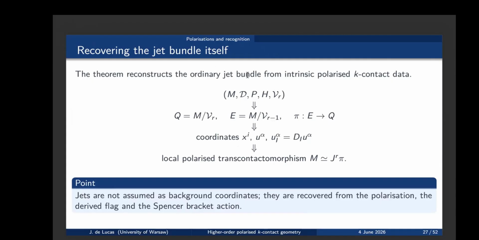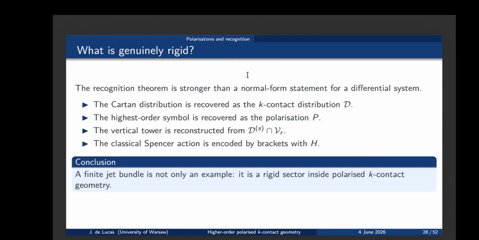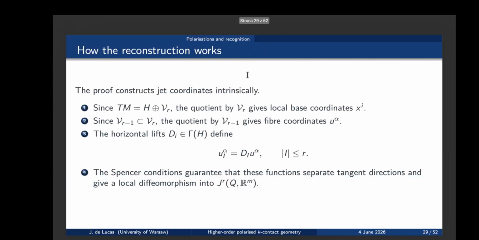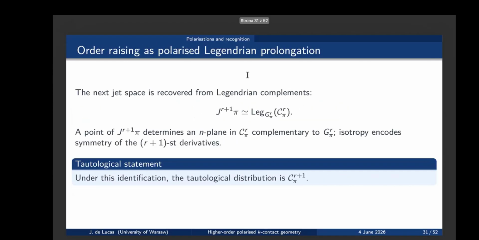You can do this globally, but this is quite technical, and I will skip it. Once you do this, we have retrieved the whole jet theory, and we have characterized when jet manifolds come from manifolds that are K-contact. This is the thing. Now the properties of jet geometry can be retrieved by means of properties of K-contact geometry.